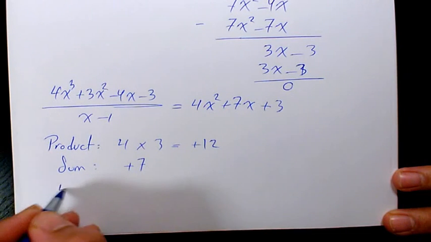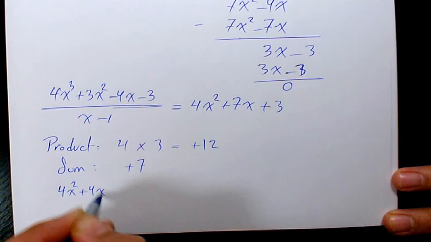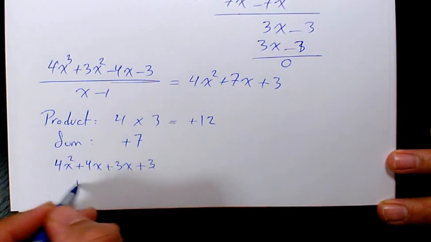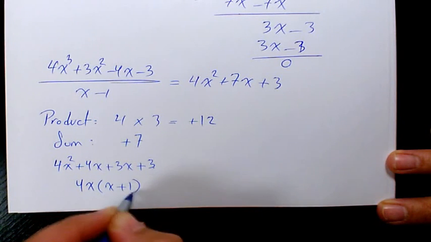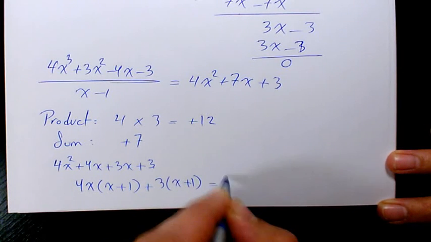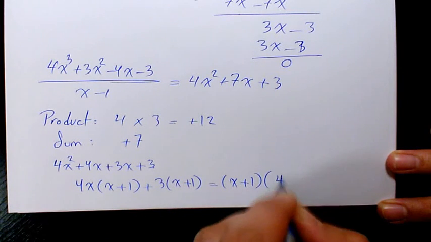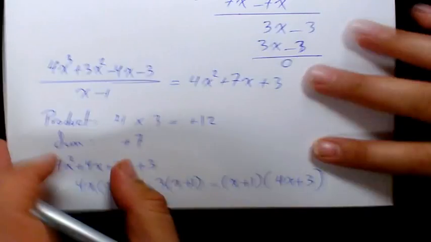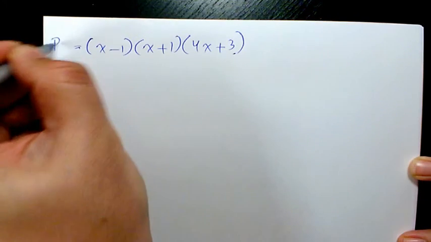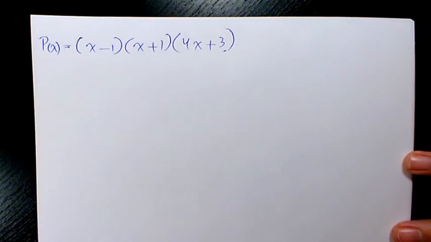So that's going to be 4x squared plus 4x plus 3x plus 3. You factor 4x, and it's going to be x plus 1. And you factor 3 in here, it's going to be x plus 1. Then you factor x plus 1 for x plus 3. So the factored form is going to be x minus 1 times x plus 1 times 4x plus 3. This is the factored form of this polynomial.